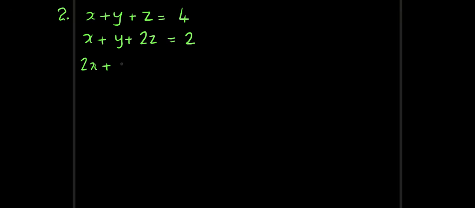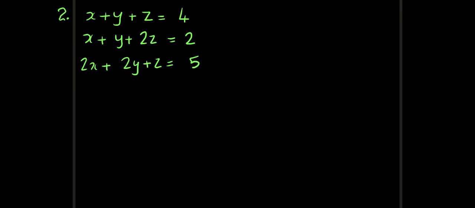So please note the question. Test for consistency and solve if possible. I'll repeat. Test for consistency and solve if possible the system of equations x plus y plus z equal to 4, and then x plus y plus 2z is equal to 2, and the last one, 2x plus 2y plus z is equal to 5.